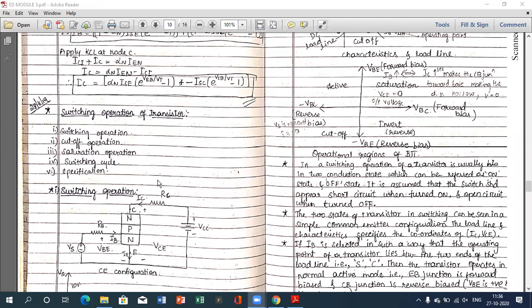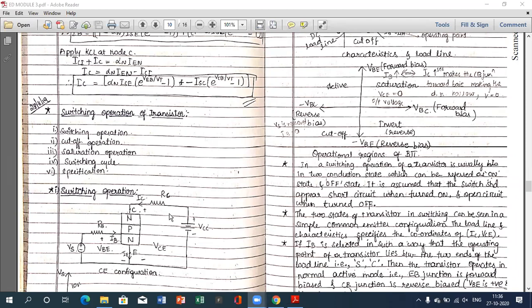Okay then. In the previous class we started a discussion of the switching operation of a transistor. In that, first we discussed the switching operation, then the cutoff region, and then the saturation region operation. In today's class we will complete the other two topics, that is, the switching cycle and specifications.